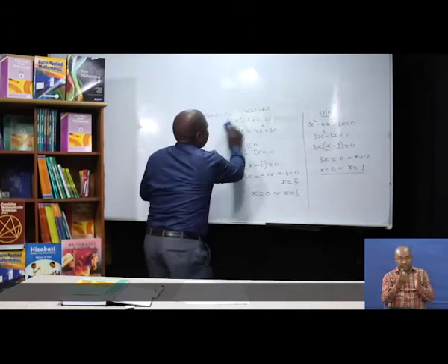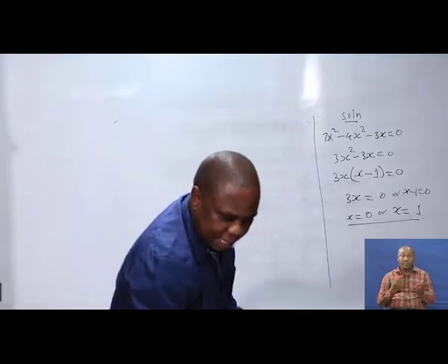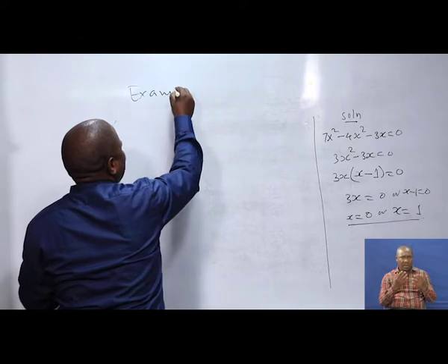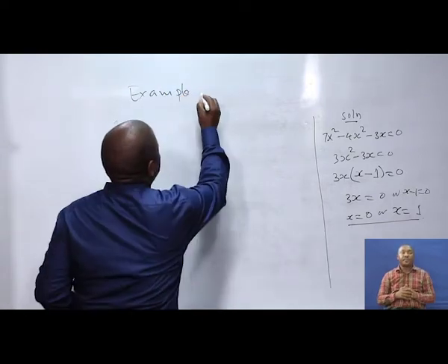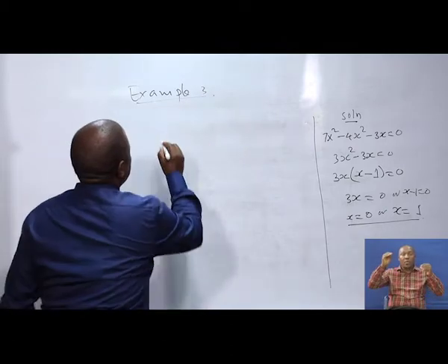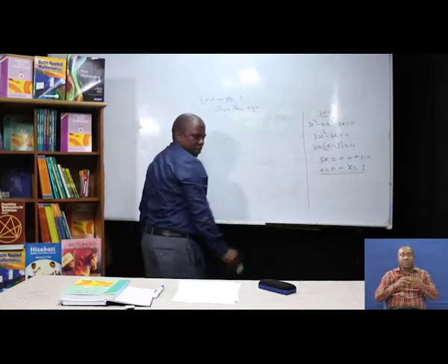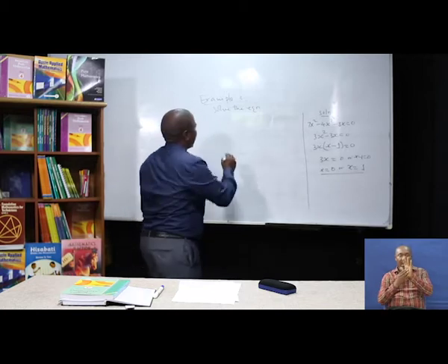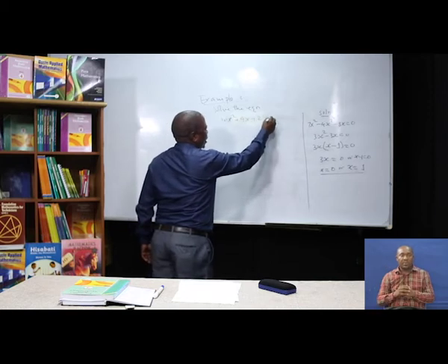Let me write here and see another example. What was our last example? It was example number 2, I think. Yes, this should be example number 3. It wants us to solve the equation 10x squared plus 9x plus 2 is equal to 0.